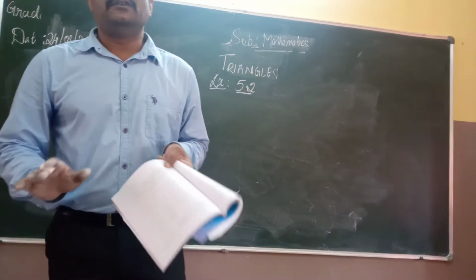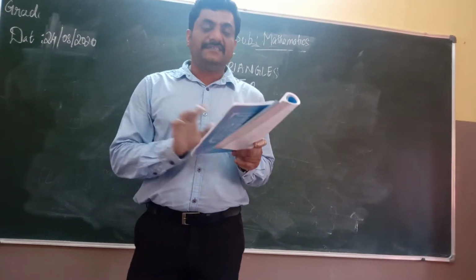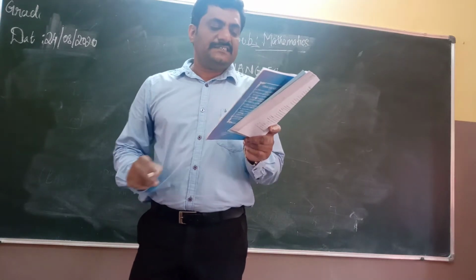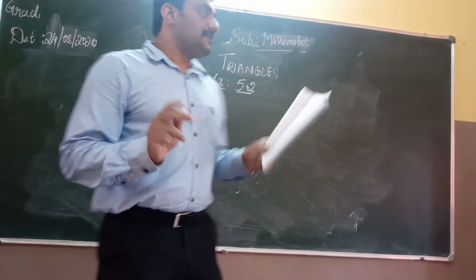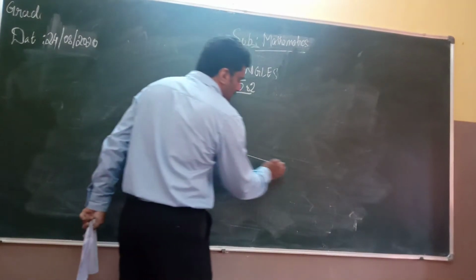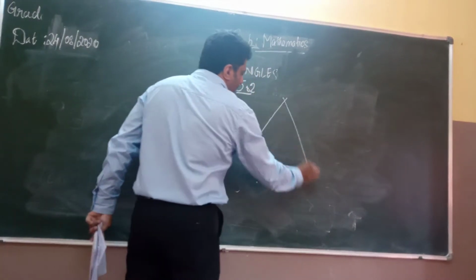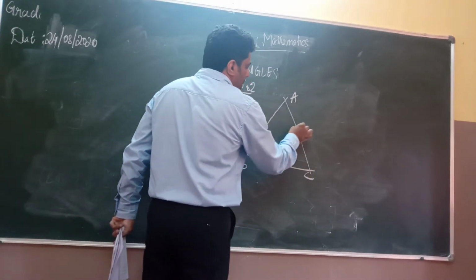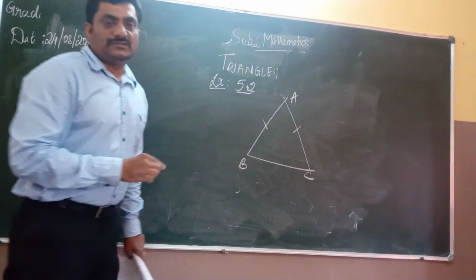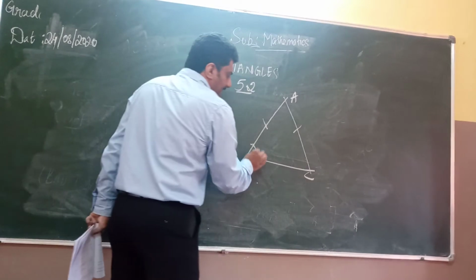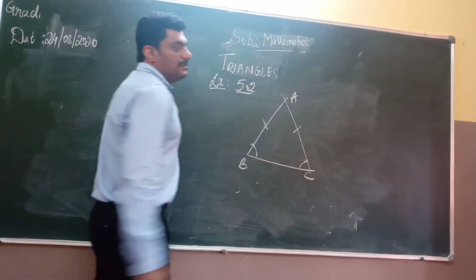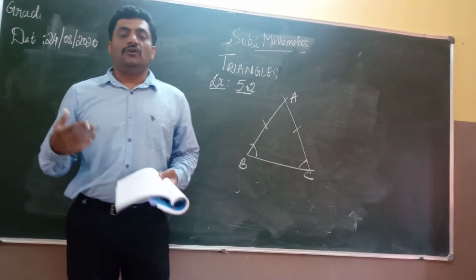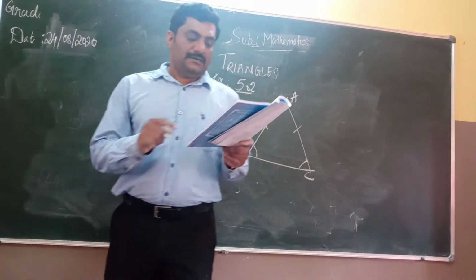See, for this, they have not given a diagram. Based on this information, we have to draw a diagram. The first thing they have given is an isosceles triangle ABC. Start with an isosceles triangle ABC. These two sides are equal. If these two sides are equal, these angles are also equal. What is the property of an isosceles triangle? Opposite angles and opposite sides are equal.